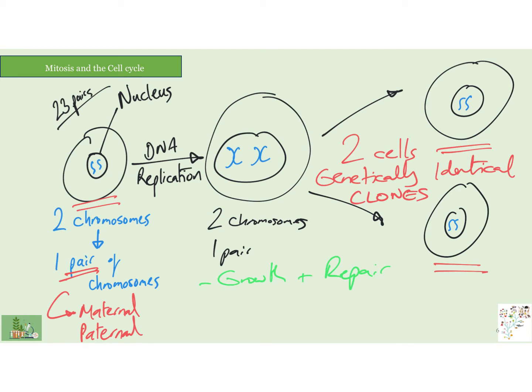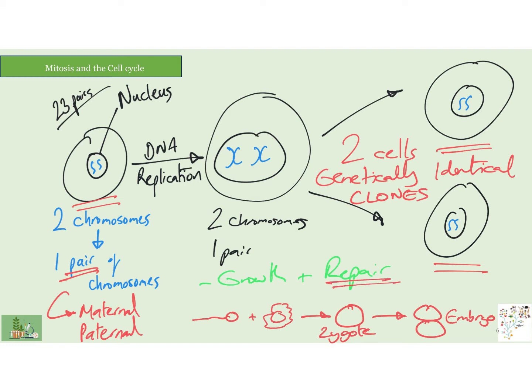It also happens in the very early stage of development. So you have a sperm cell and you have an egg cell. They come together to produce this thing here called a zygote during fertilization. And when that zygote divides to form a ball of cells, which is called an embryo, that is the first stage of growth in your development, which is mitosis. So mitosis is the growth and repair of cells. But whenever you damage something, you also need to repair it, and that also happens by mitosis.